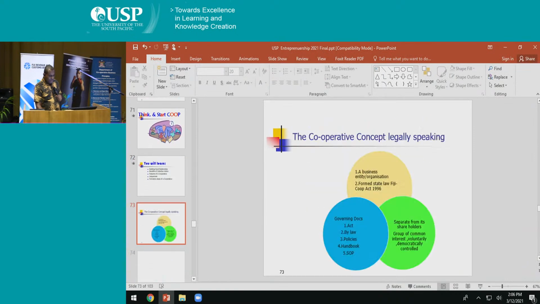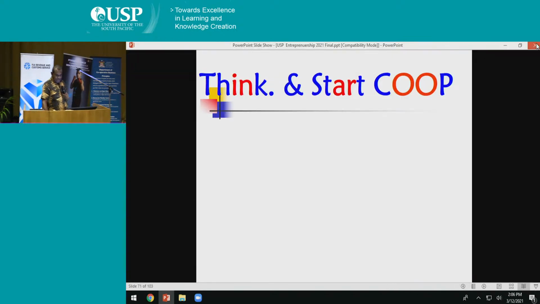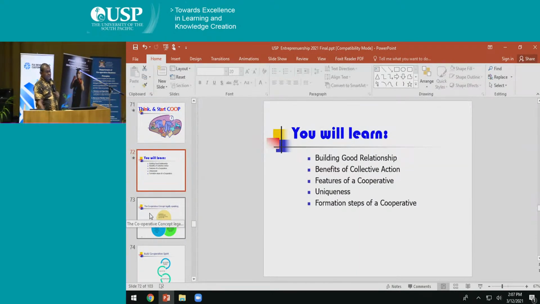just before the next speaker comes in, I just want to quickly brush through the cooperative concept. Think and start cooperative, sorry. Okay. Just have to understand what is building good relationship, collective actions, features of cooperative, and its uniqueness, and also the formation steps of cooperative.